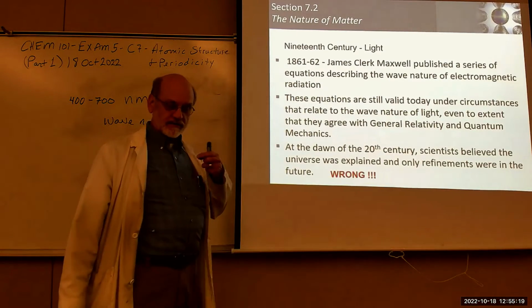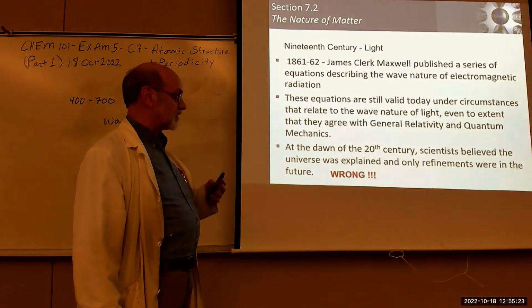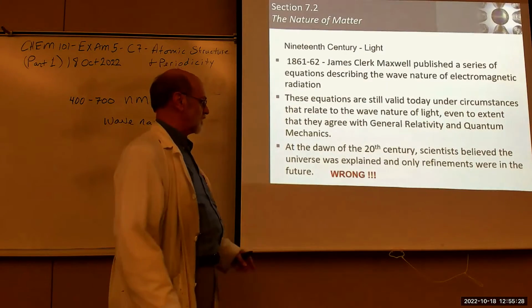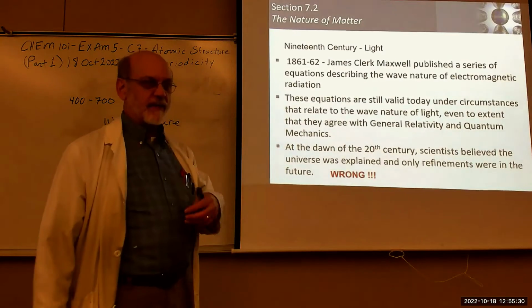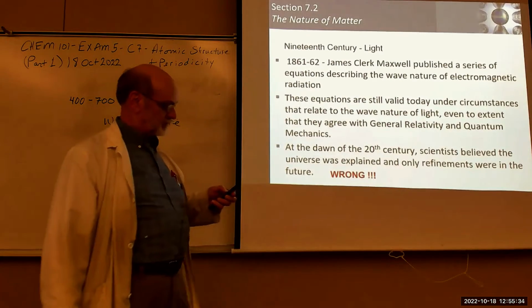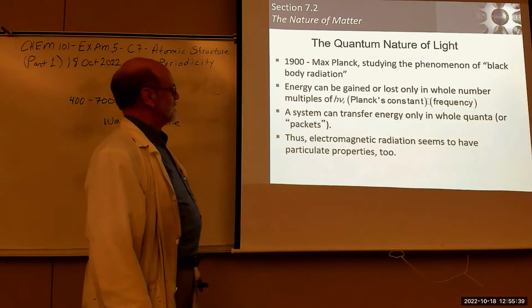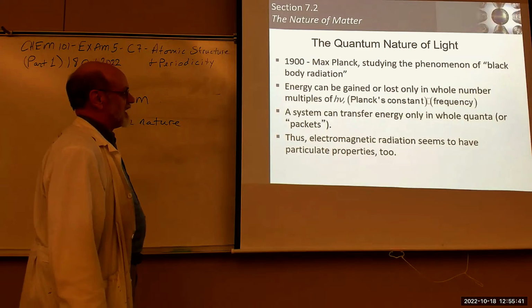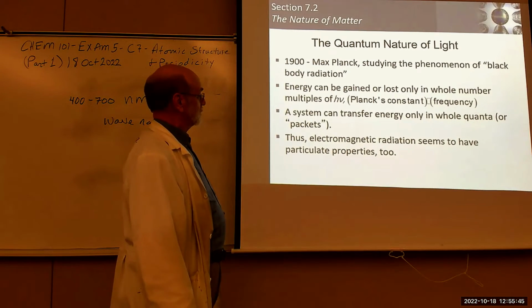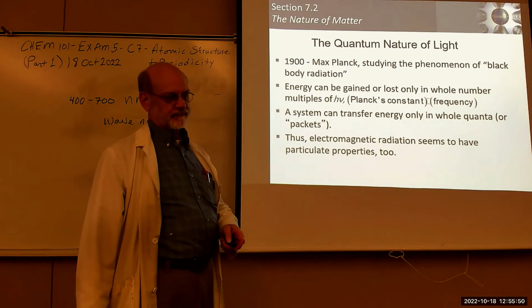So much so, we thought we understood light, that at the beginning of the 20th century, scientists believed that they understood everything they needed to know about the universe. All that was going to happen from then on was just refinements. Right? But they were wrong. Along comes Max Planck, and I believe he was a German. He was studying the phenomenon of black body radiation.